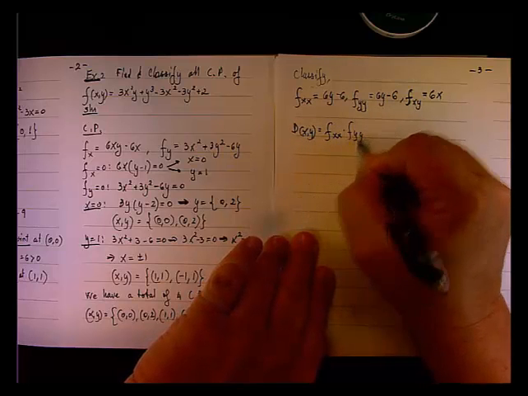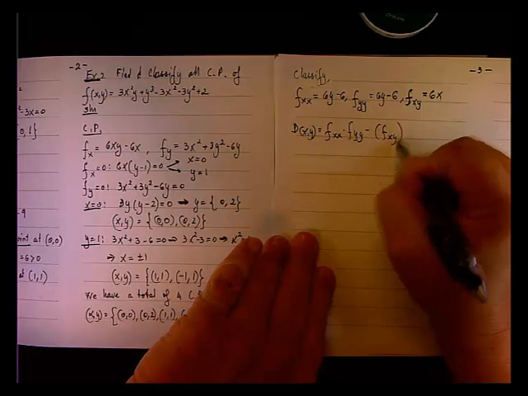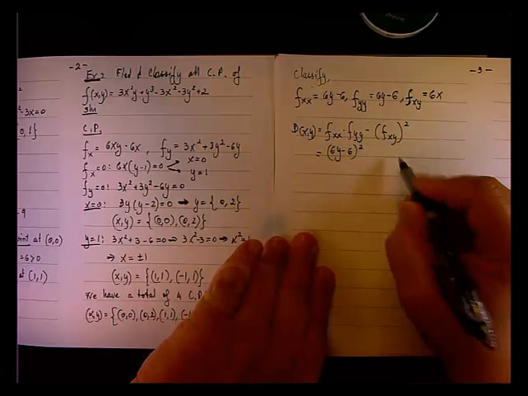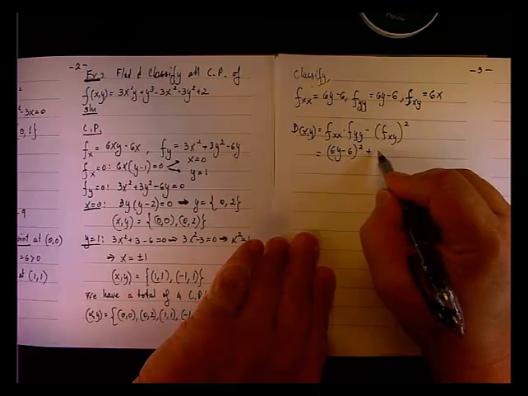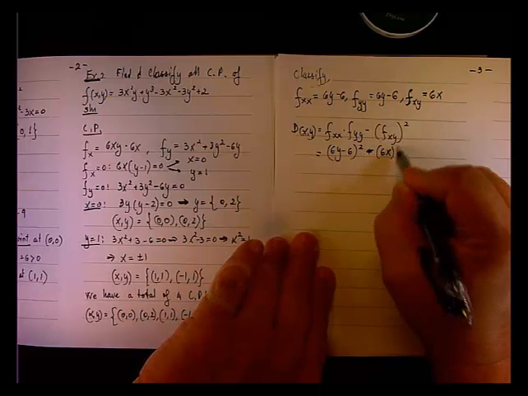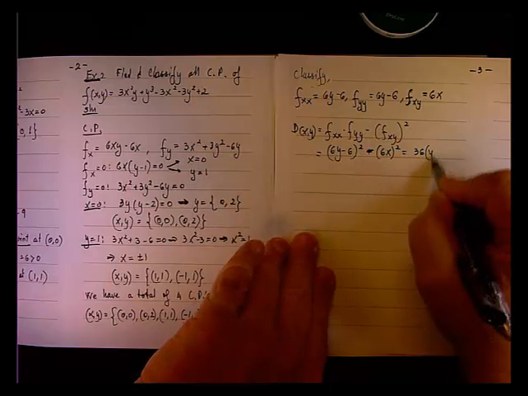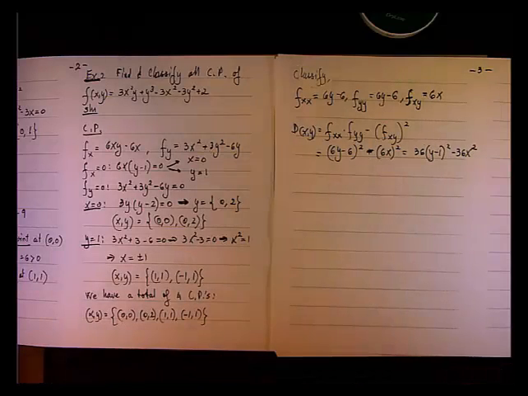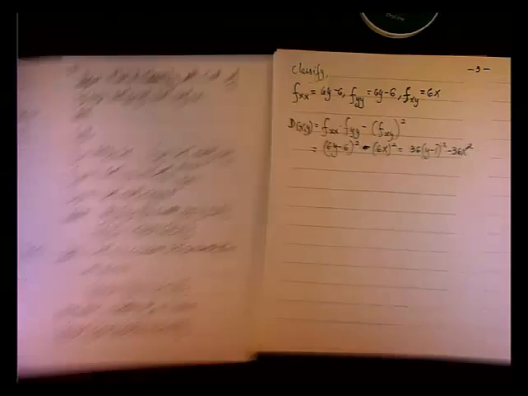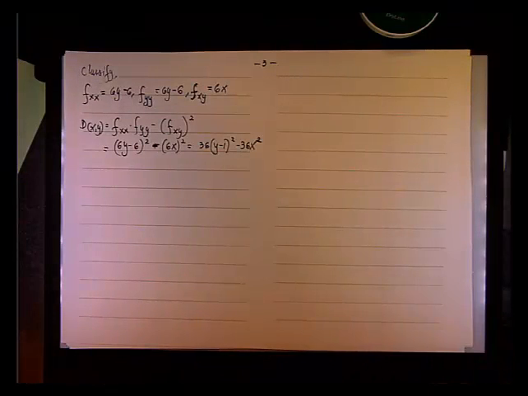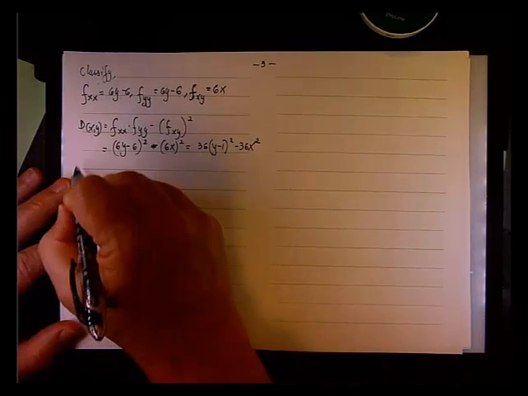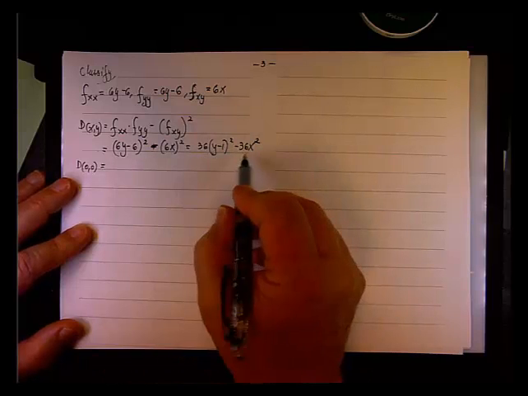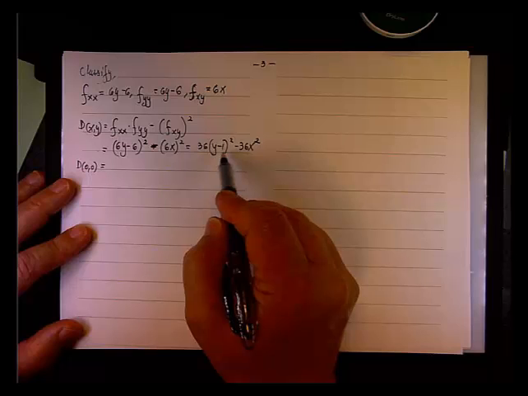fxy equals fyx. And now we are ready to construct the determinant. So it's fxx times fyy minus fxy squared, or in this case 6y minus 6 squared plus or minus 6x squared. Let's write it as 36 times (y minus 1) squared minus 36x squared. Okay, now we're going to check the determinant for each of the four values that we found.